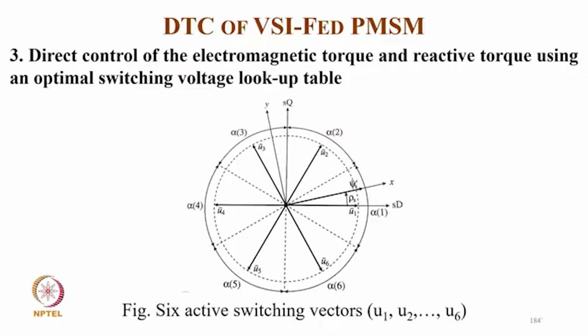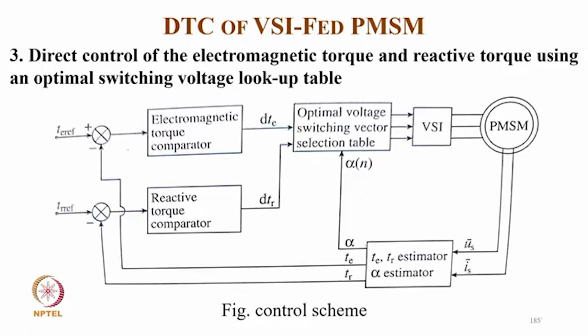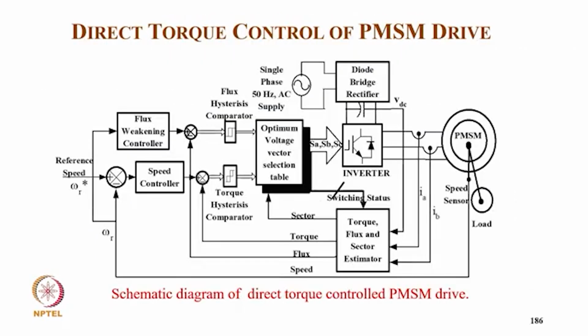These are direct control of the electromagnetic torque and reactive torque using an optimal switching table. Here the switching vectors are there, and this is the control scheme. So, direct torque control for the electromagnetic torque and reactive control: we have a reference torque and a reactive reference torque, and from voltage and currents we estimate both the active torque and the reactive torque. Then we have an electromagnetic torque controller and a reactive torque controller. We give two errors, and with the sector we get the optimal switching vector selection table for the voltage source inverter.